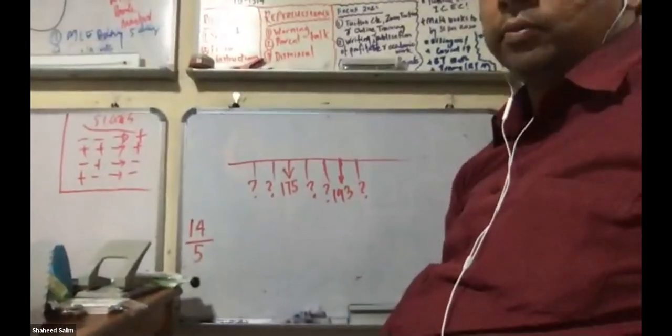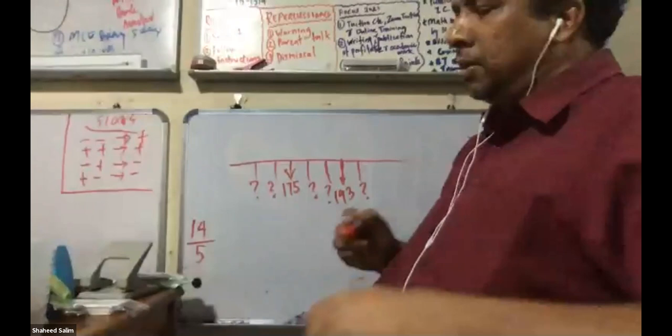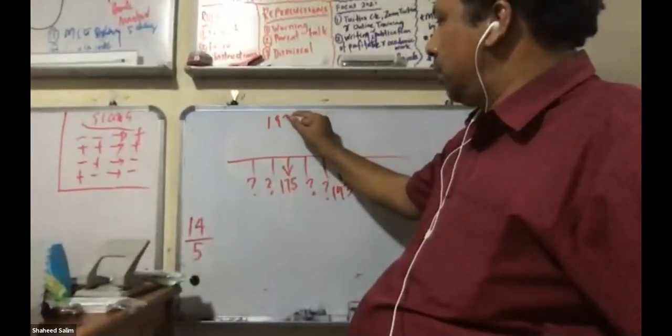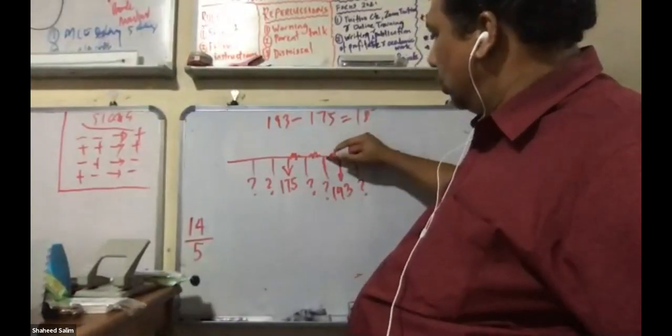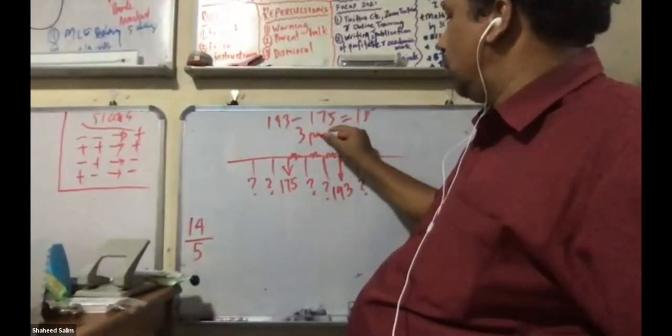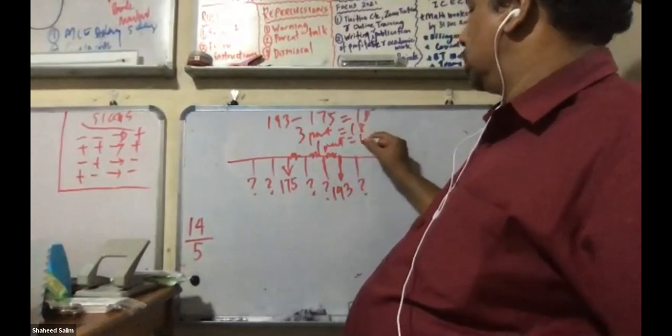Can you see now? Okay, tell me the method, come Ryan. What to do? Take bigger number minus smaller number. What's the answer? 193 minus 175, what do you get? 18. Count the number of parts between the two numbers. 1, 2, 3. 3 parts is 18. 1 part is how much? 18 divided by 3 equals 6.